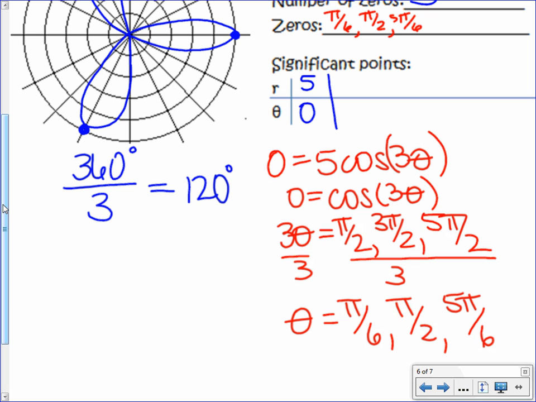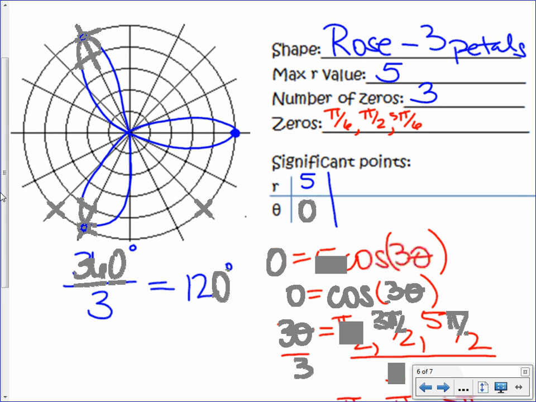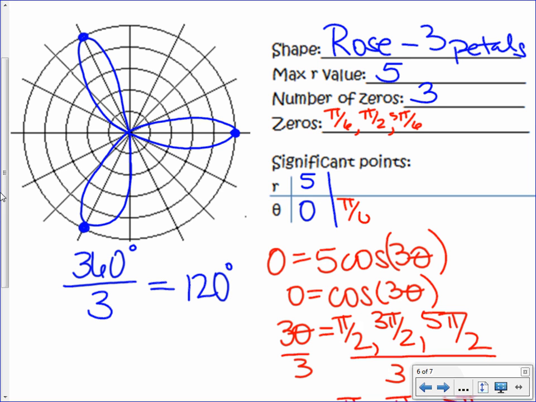If you leave it as 3 pi over 6, I won't count it wrong. So as far as your significant points go, I definitely want when theta equals 0, and I'd also like you to put your first zero in there. As long as I have your first petal and your first zero, the rest you're going to draw by symmetry. And I don't need all of the other points. I only care about what's on the graph. But I do want your first petal and your first zero.